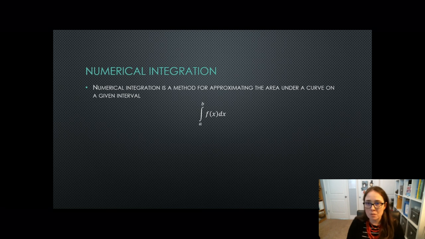So we've gone through all these other methods of integration, but we still might end up with a function that we don't know how to integrate. And so numerical integration is a way of approximating the value of an integral when we can't integrate any other way.